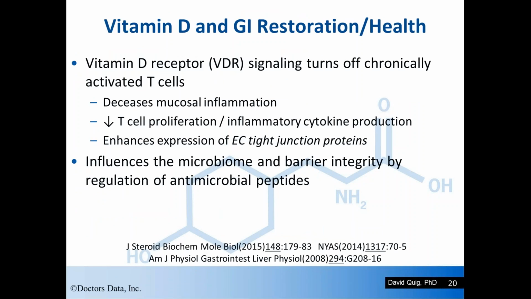Now I want to talk a little bit more about the essential role of vitamin D in gastrointestinal restoration and health. The vitamin D receptor, VDR, signaling turns off chronically active T cells. This results in decreased mucosal inflammation. It decreases T cell proliferation and inflammatory cytokine production, and enhances the expression of those wonderful endothelial cell tight junction proteins. We're going to talk more about those in a second.